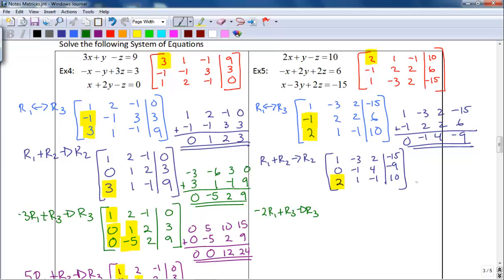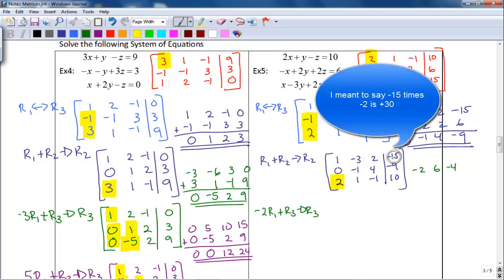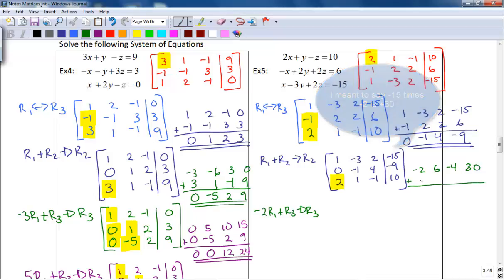So let's multiply row 1 by negative 2. I end up with a negative 2. 3 times negative 2 is positive 6. 2 times negative 2 is a negative 4. And negative 15 times negative 2 is a positive 30. And I'm going to be adding that to 2, 1, negative 1, and 10. If I add, negative 2 plus 2 is 0. 6 plus 1 is 7. Negative 4 plus a negative 1 is negative 5. And finally, 30 plus 10 is 40.